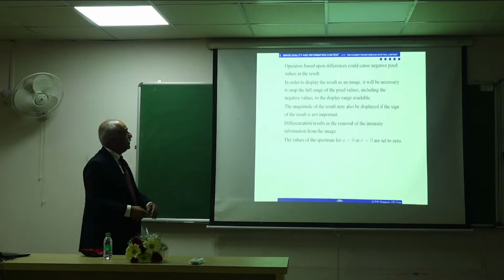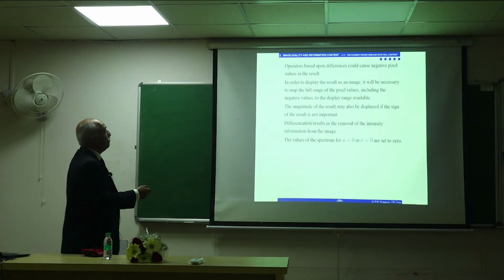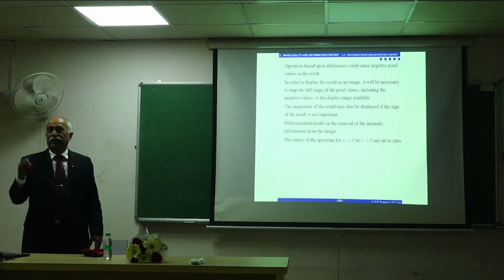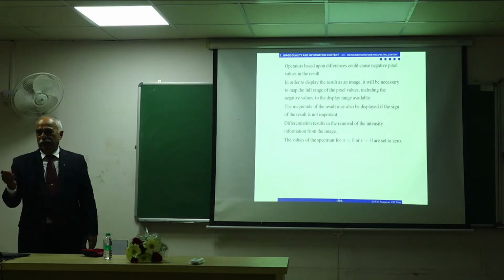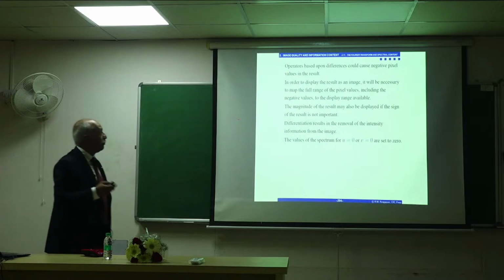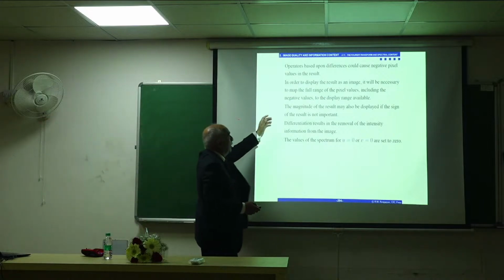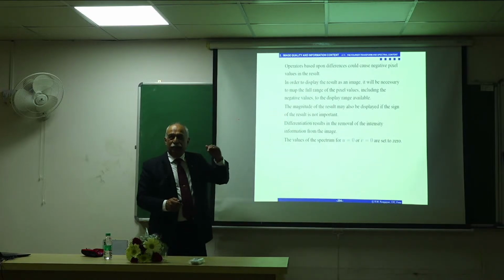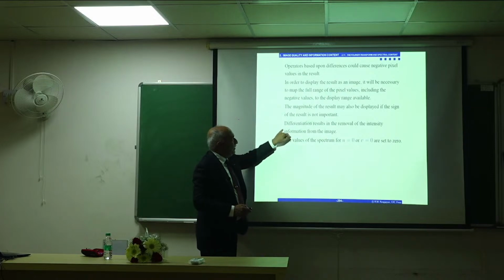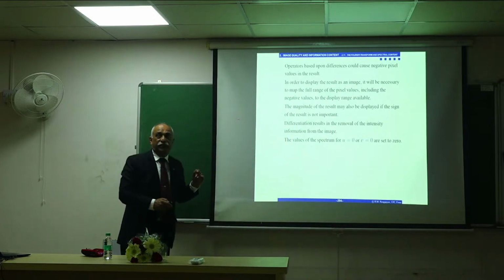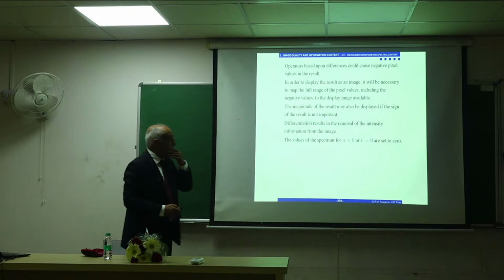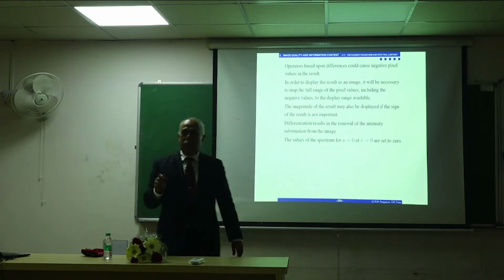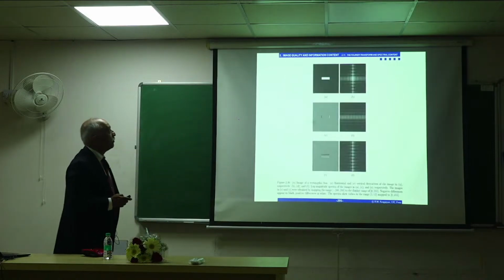I'll show some examples. So you need to map the full range of the pixel values, including negative values, to the display range available, typically 0 to 255 using an 8-bit display. Magnitude may be displayed if the sign of the results is not important, but typically it will be important. Differentiation results in the removal of the intensity information. The brightness is lost. The values of the spectrum for u equal to 0 or v equal to 0 will be 0 in the result. Like this.